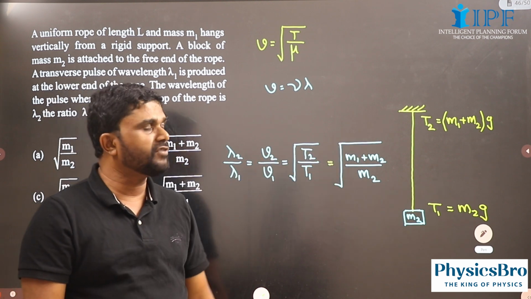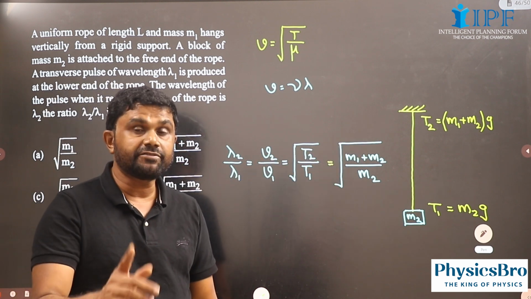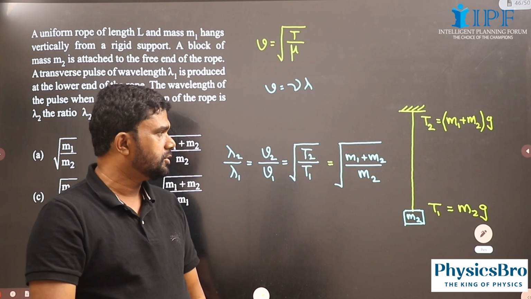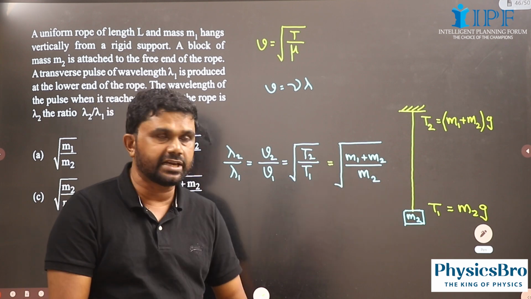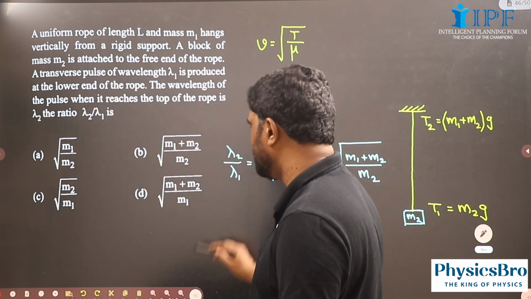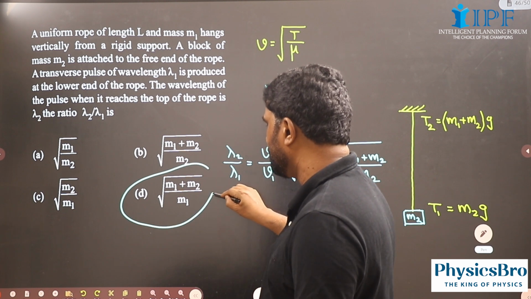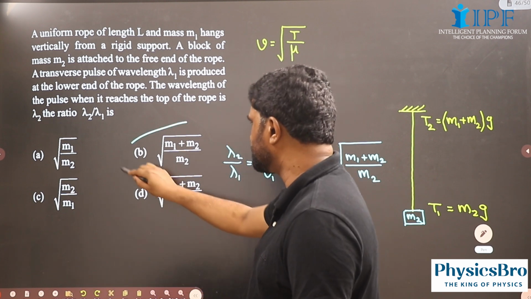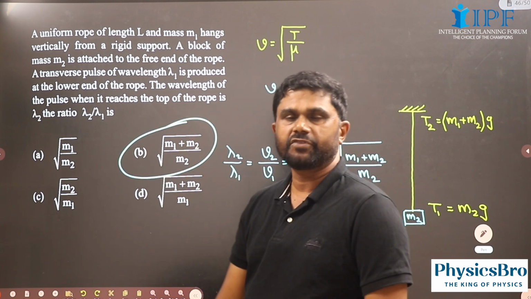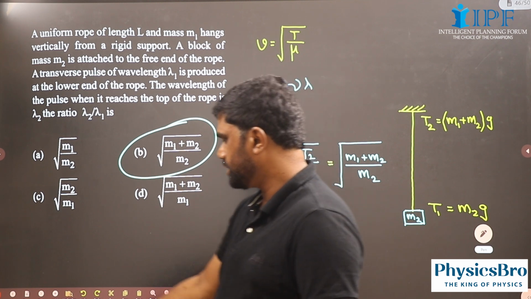T2 will be (M1 plus M2) into G and T1 will be M2 into G. So G and G will get cancelled, under root (M1 plus M2) by M2. So this must be the correct option: root of (M1 plus M2) by M2, right?